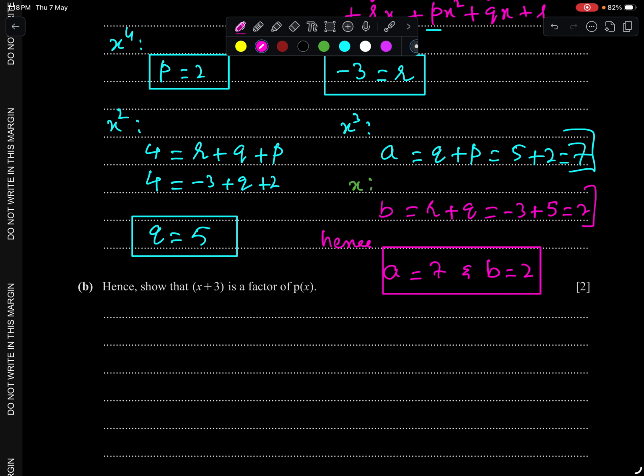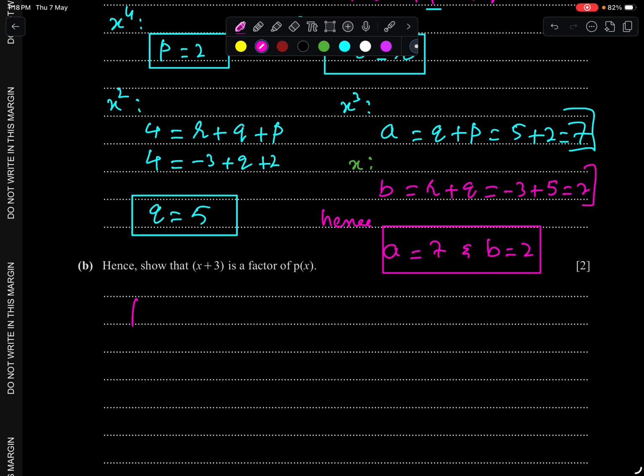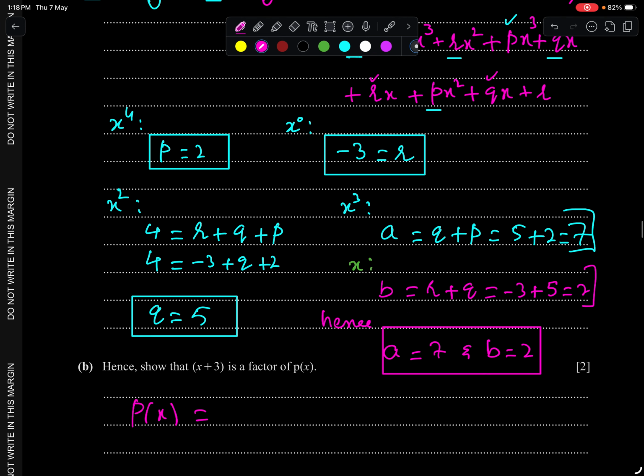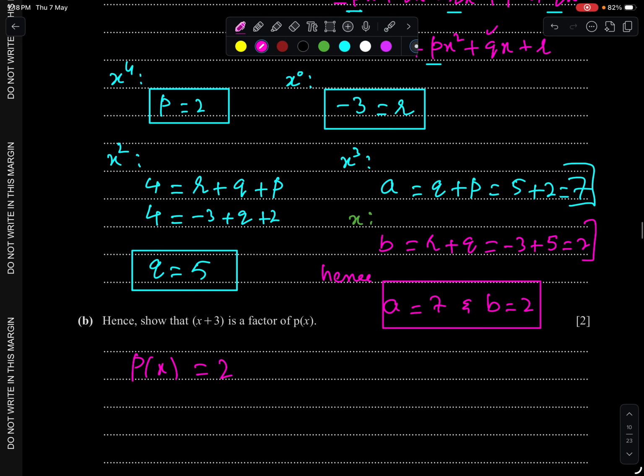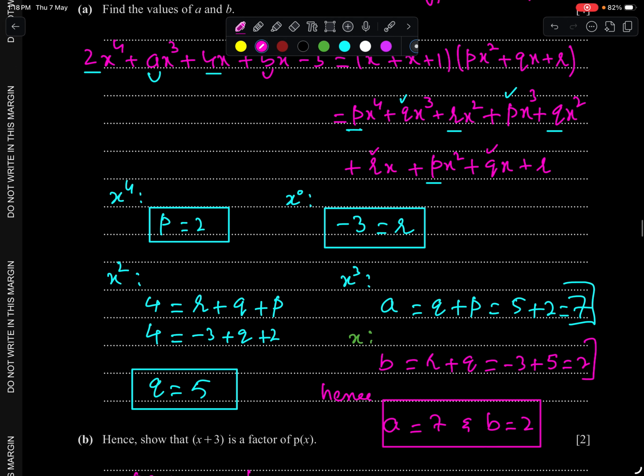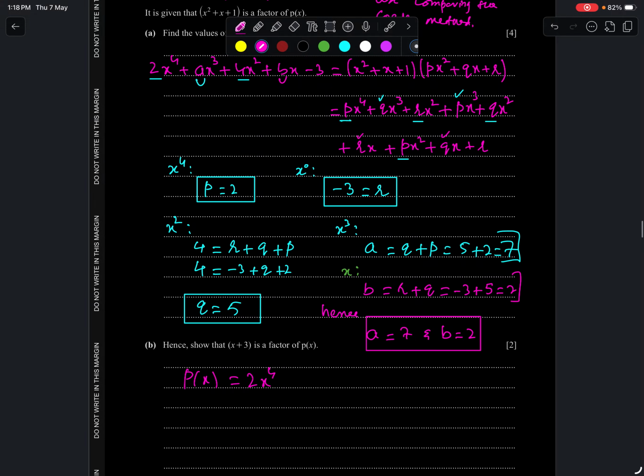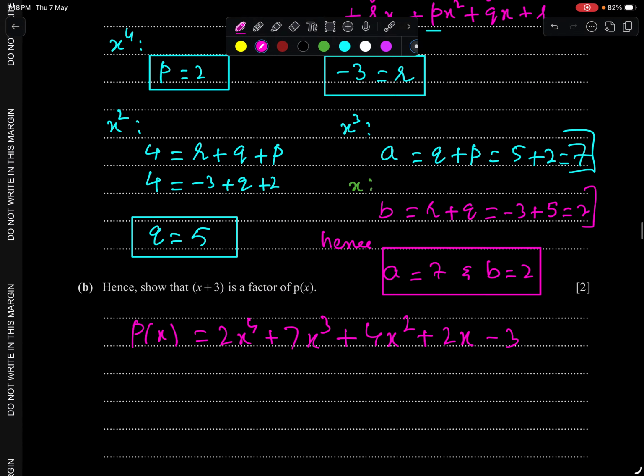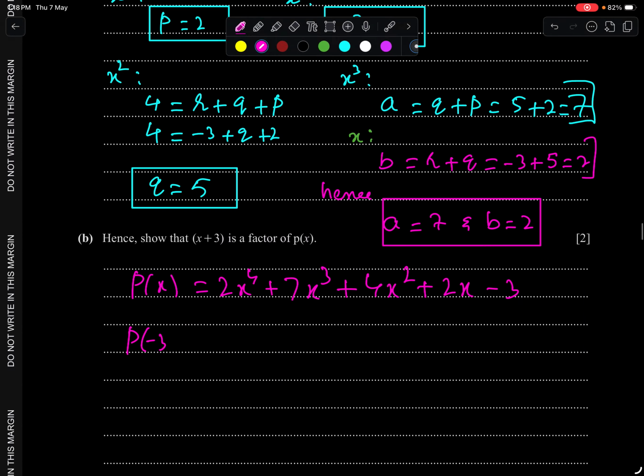Hence show that x plus 3 is a factor of p of x. This is very simple. We just need to first copy the polynomial. It's 2x^4 plus a, which is 7, x^3, plus 4x^2, plus b, which is 2, minus 3. We just need to substitute minus 3. So p of minus 3 is 2 times (minus 3)^4, plus 7 times (minus 3)^3, plus 4 times (minus 3)^2, plus 2, minus 3.